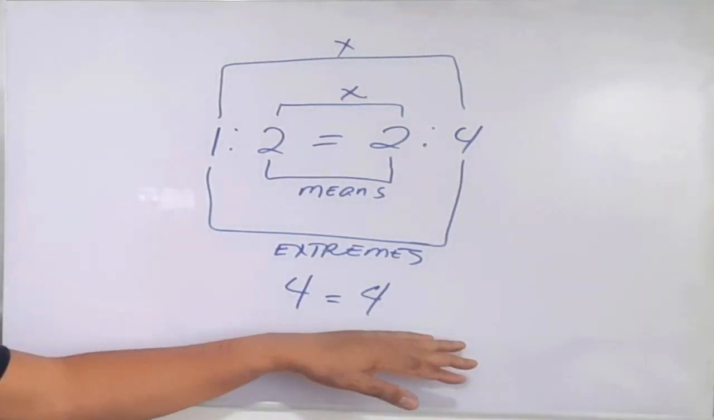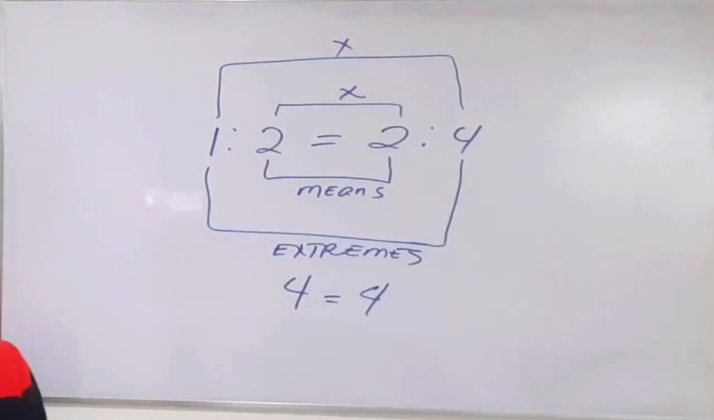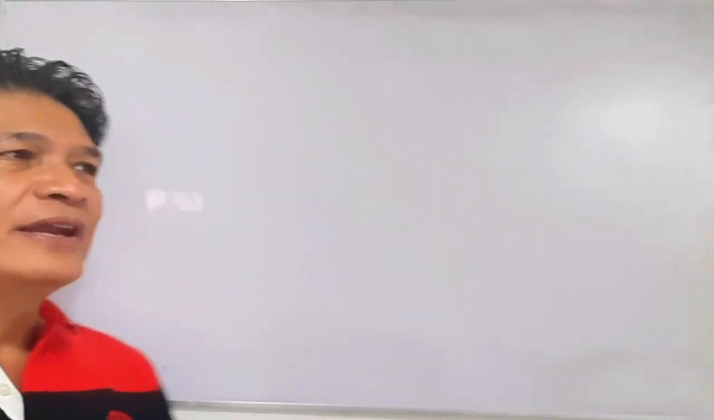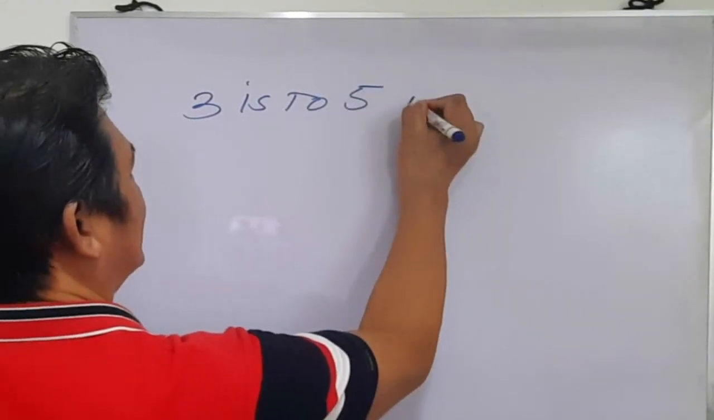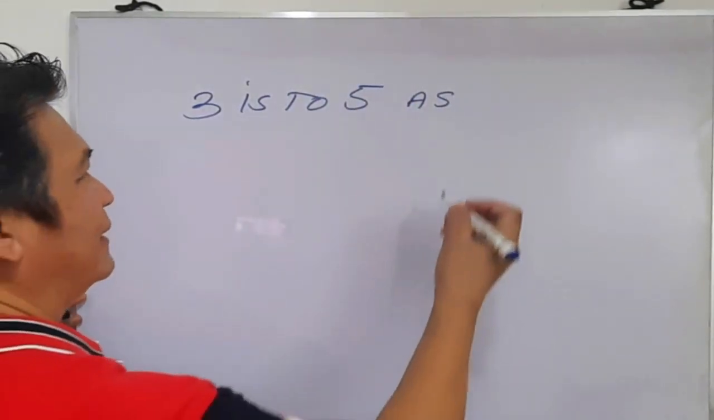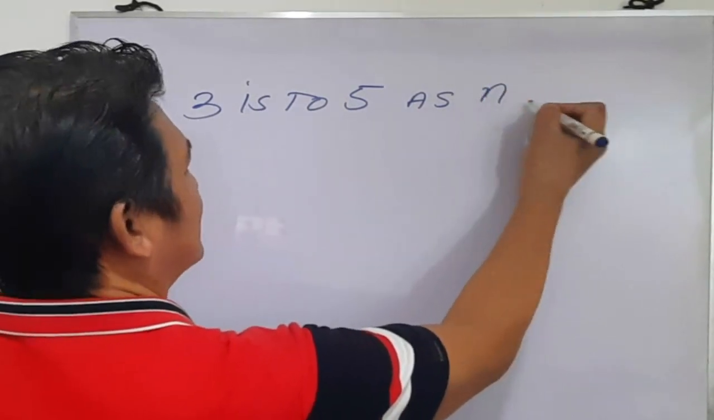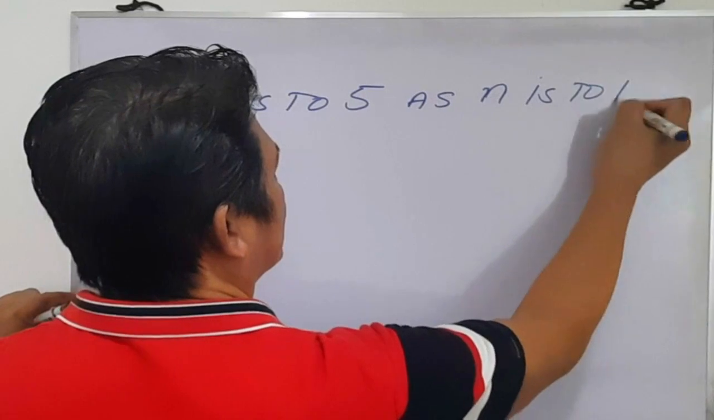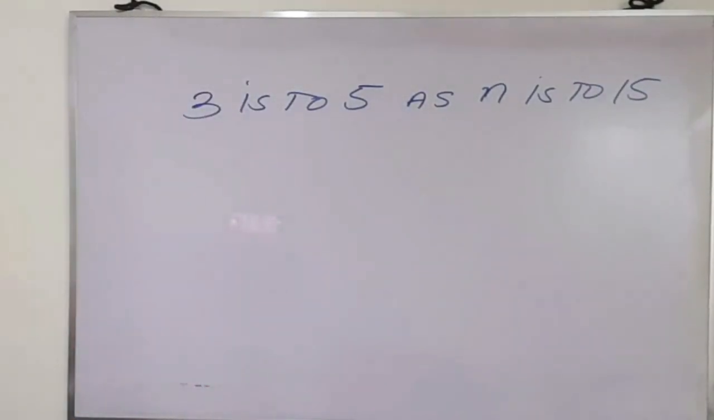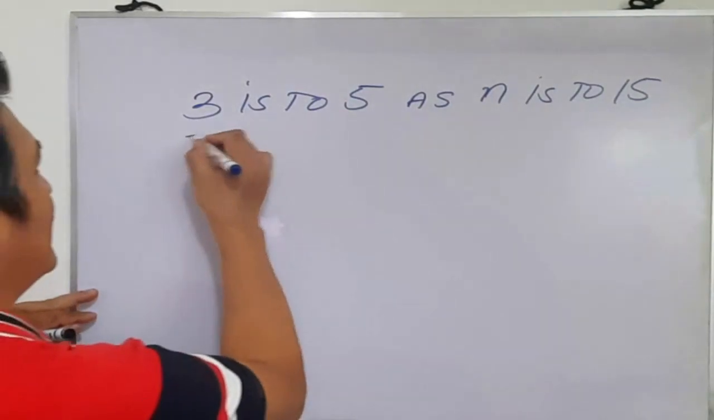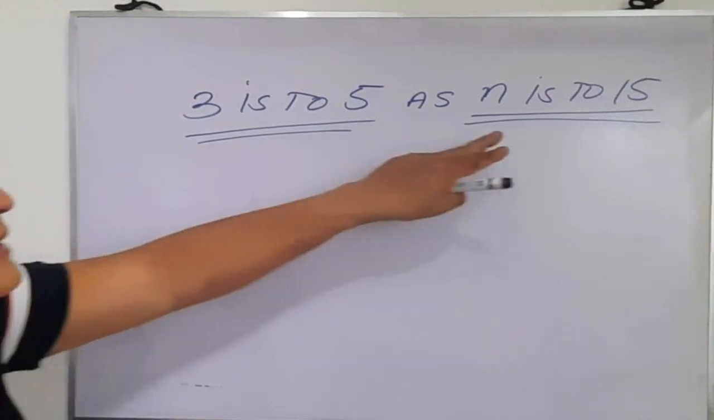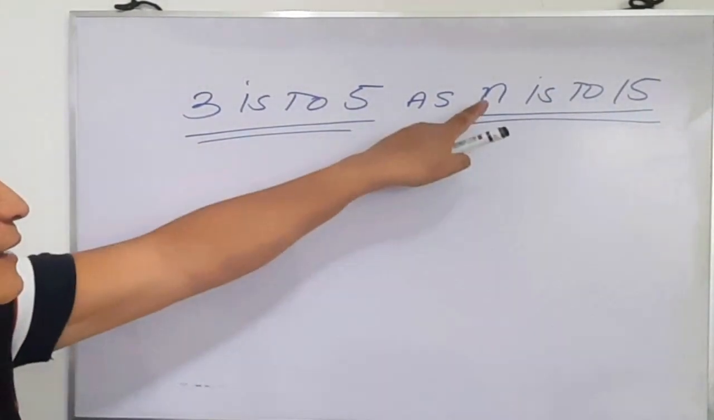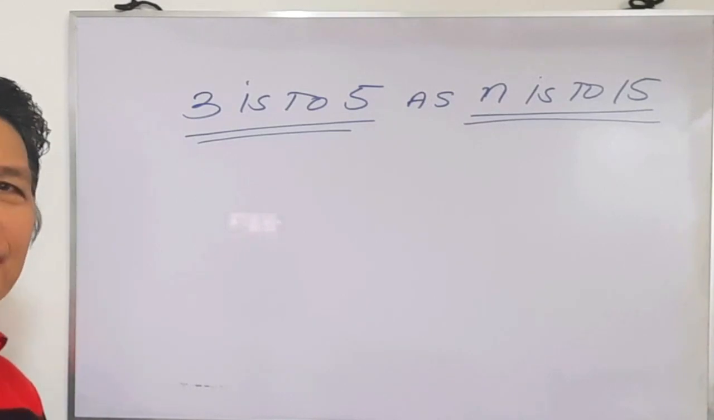The product of the extremes is equal to the product of the means. Don't forget that. So what if one number is missing? For example, 3 is to 5 as an unknown number that we call n is to 15. Okay? So you have here two ratios. 3 is to 5 and n is to 15, and your n represents an unknown value of a number.